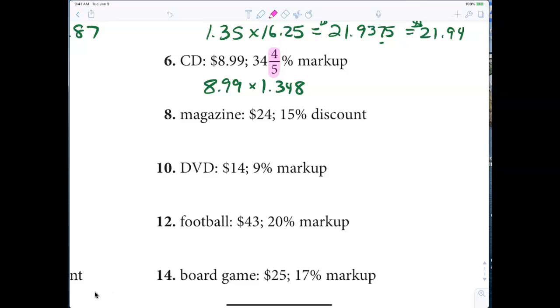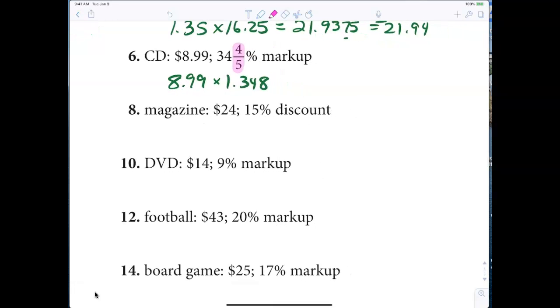So it becomes 134.8%. Okay? Very good, Sean. Now multiply that out. And remember, Sean, I want you to round to the nearest penny. $12.12. Somebody double check him, please. $12.12. All right? Everybody good?